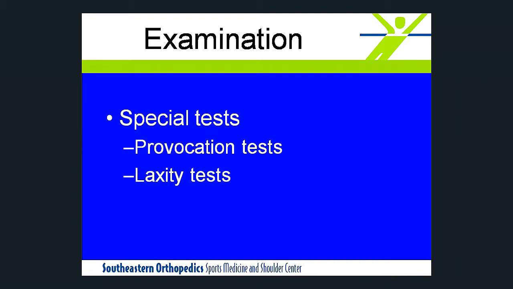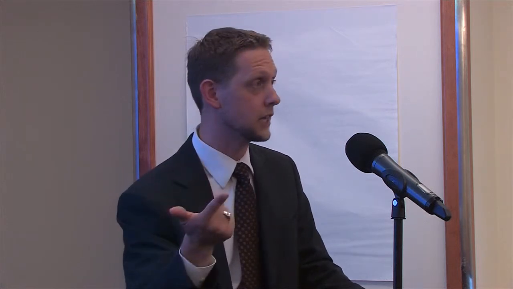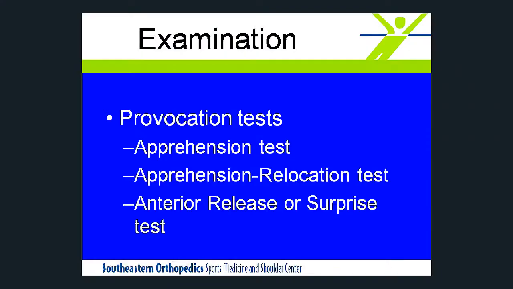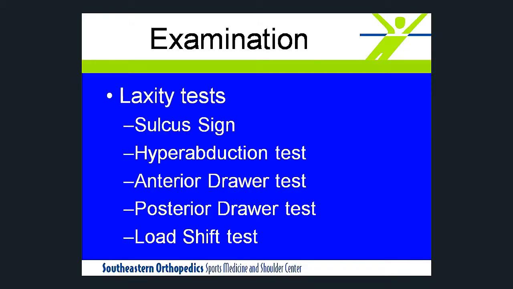Special tests for shoulder instability, there's a ton out there. I tried to pick the best ones, none of which are great, and don't have a great deal of research done on them in regards to likelihood ratio, sensitivity, specificity, and all that business. But basically two categories: provocation tests that produce pain and laxity tests. So the provocation tests include the apprehension test, the apprehension and relocation test, and then the anterior release or surprise test. The laxity tests are the sulcus sign, the hyperabduction test, anterior posterior drawer test, and the load and shift test. So we'll talk first about the pain provocation tests.